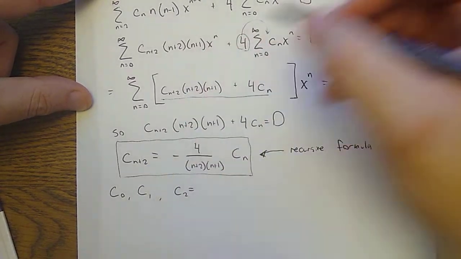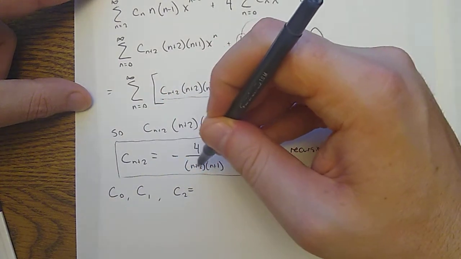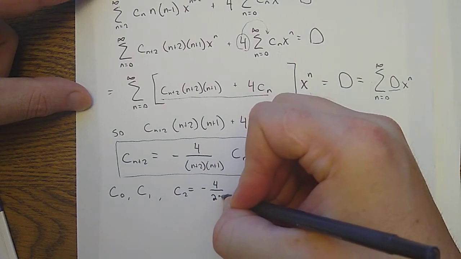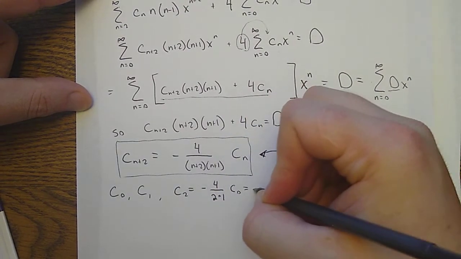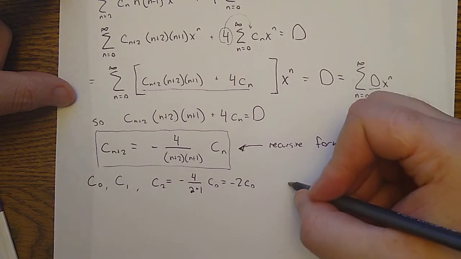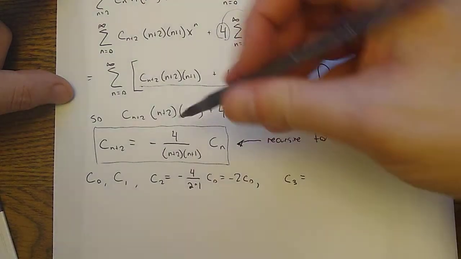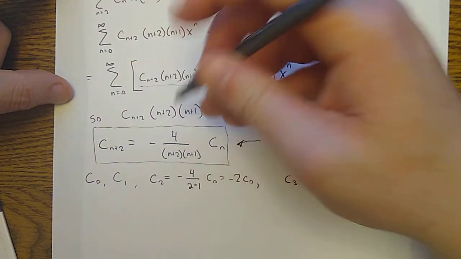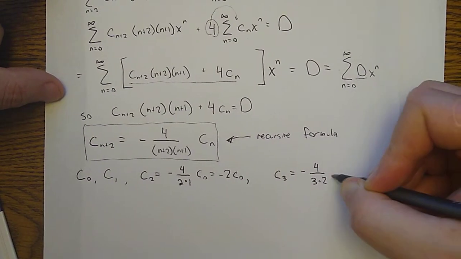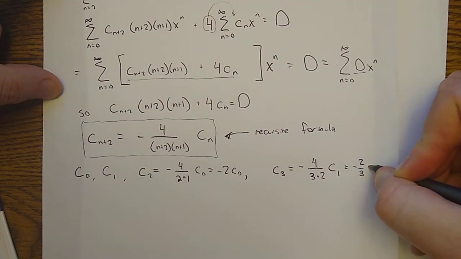I can start using this formula at c sub 2. For c sub 2, n would be 0, right? So this is like negative 4 over 2 times 1, c0. So c2 is negative 2 c0. c3 is what? This is like n equals 1, so this would be negative 4 over 3 times 2, c1. So that's negative 2/3 c1.